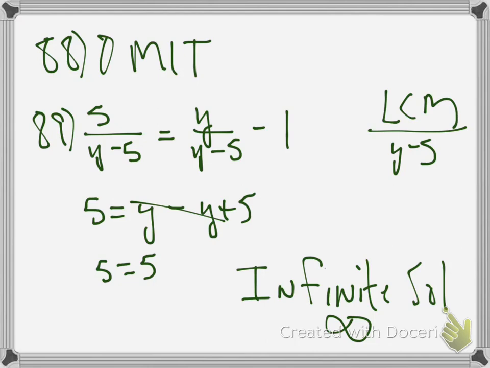Notice on 89, the least common multiple is y minus 5, and that cancels out the bottoms, leaving me 5 equals negative 1 times y minus 5, which would become negative y plus 5. The y's cancel out, and since the y's cancel out but the numbers don't, that would leave me an infinite solution since the numbers are the same. If the numbers had been different, then it would have been no solutions. I will try to make sure nothing like that happens on the semester exam. Anyways, I'll finish off problems like 90 and 91 on the next video.